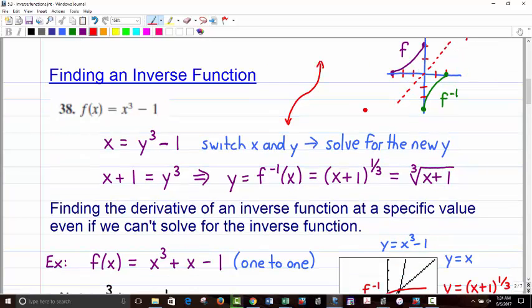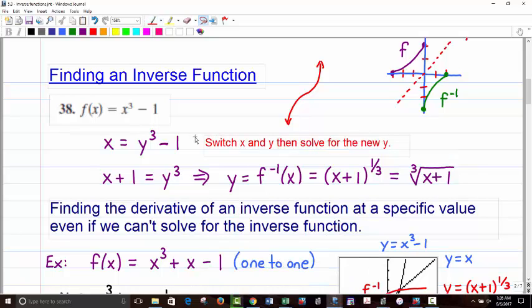But technically, the algebraic process for finding the inverse function, we would switch the x and the y and then solve for the new y. So you see f of x, of course, is y. So you replace that y with x, this x with y, do a little algebra to it, +1 both sides, and then take the cube root of both sides. So when you solve for this new y right here after you take the cube root, that y will be f inverse of x. So then it's the cube root of x +1.